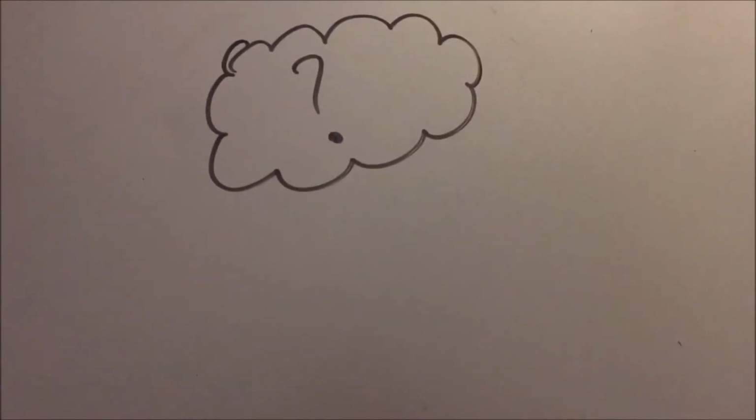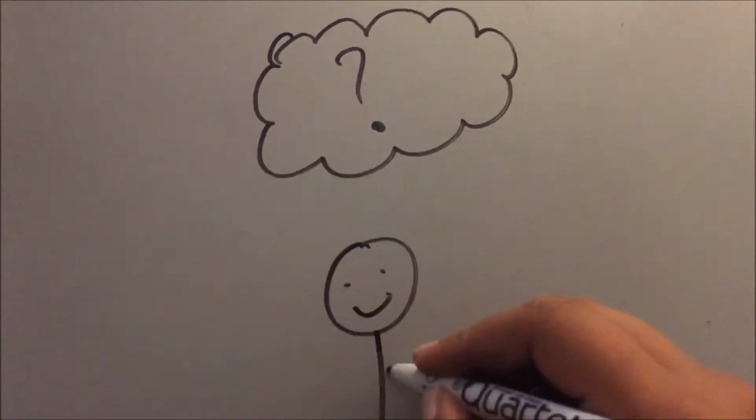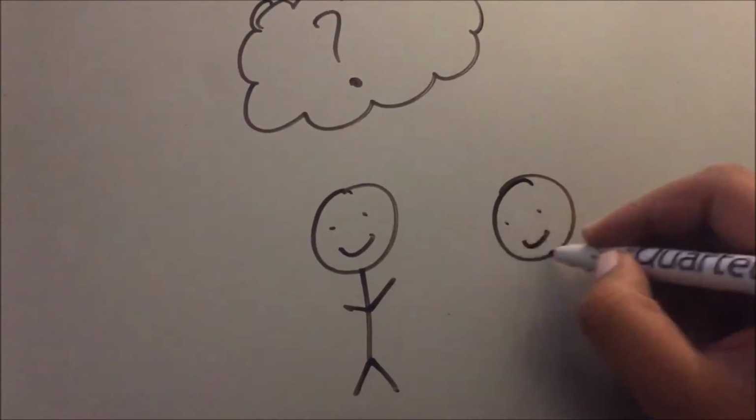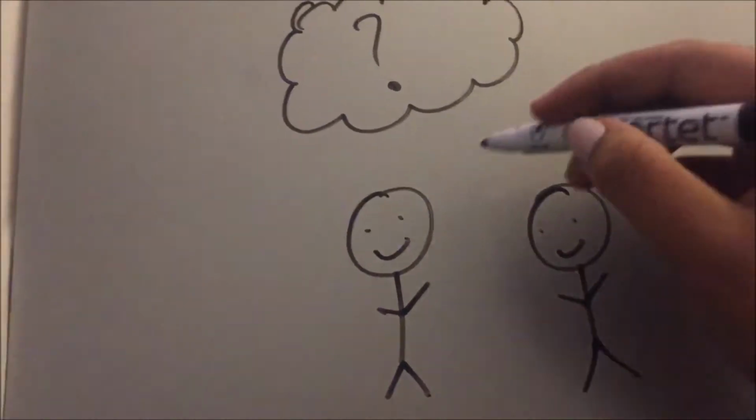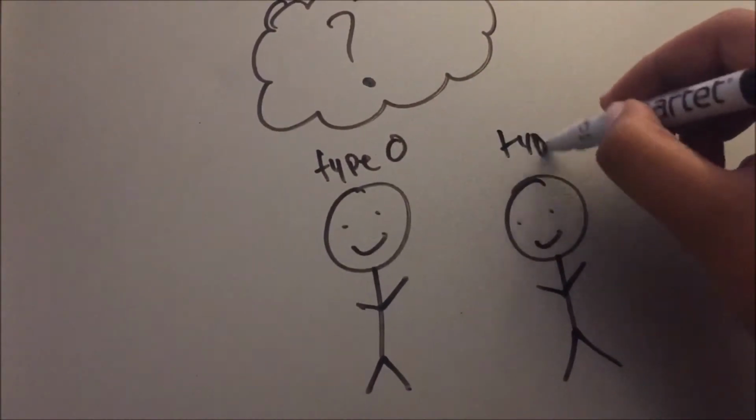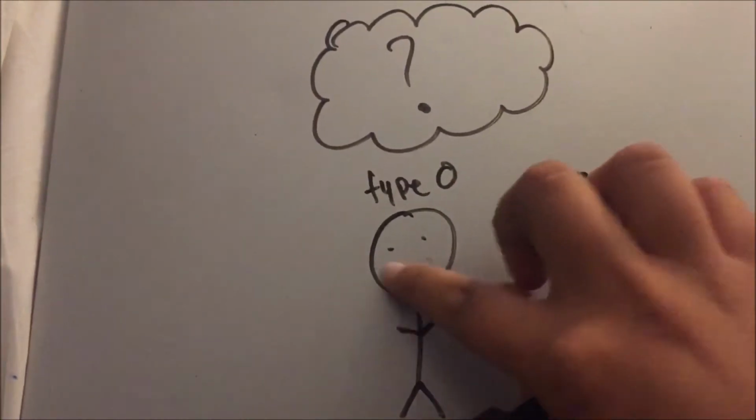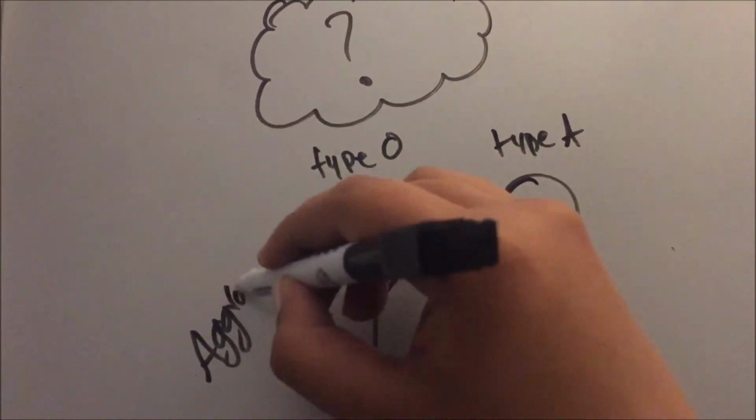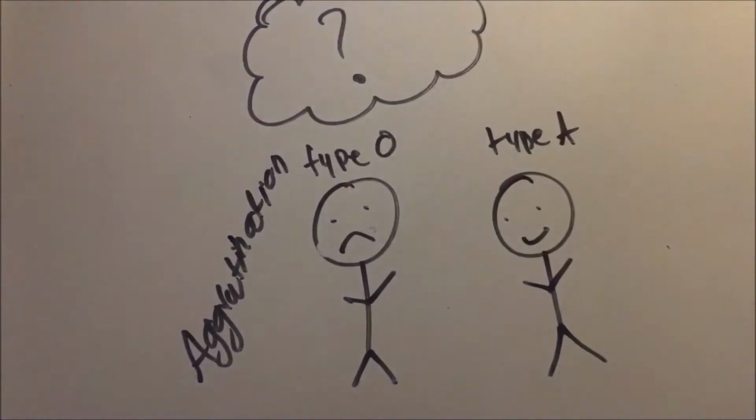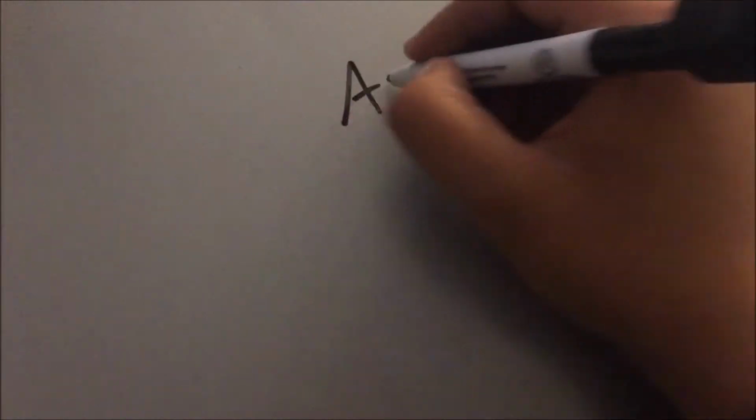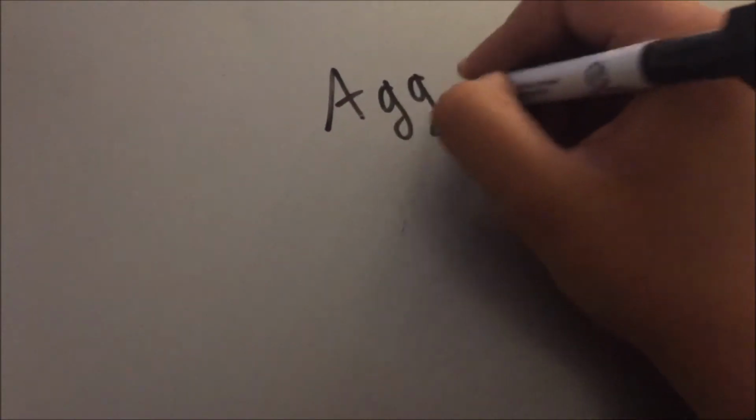But what would happen if someone with type A blood gave blood to someone with type O blood? If someone who had type O blood received blood from someone who was type A, we would see something called agglutination. Agglutination is the process that occurs if an antigen is mixed with its corresponding antibody.